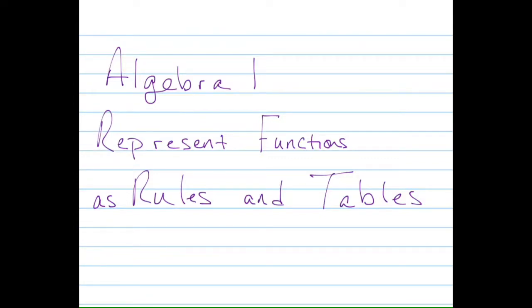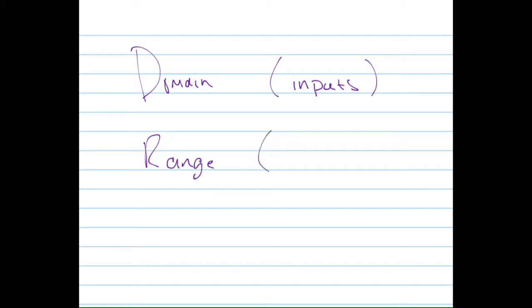All right, a function consists of a set called the domain, which is all of your inputs, and a set called the range, which is all of your outputs. You can think of a function like a machine. You put something in, you get something out. The function takes the inputs, gives you outputs.